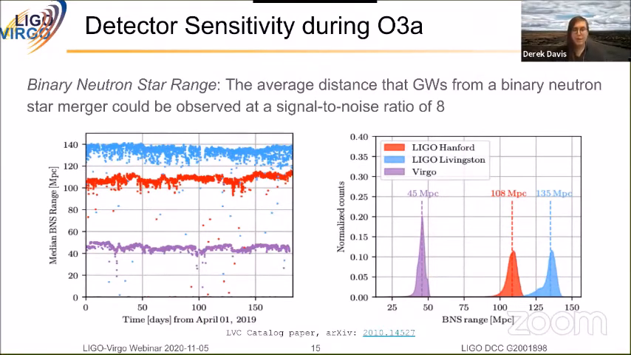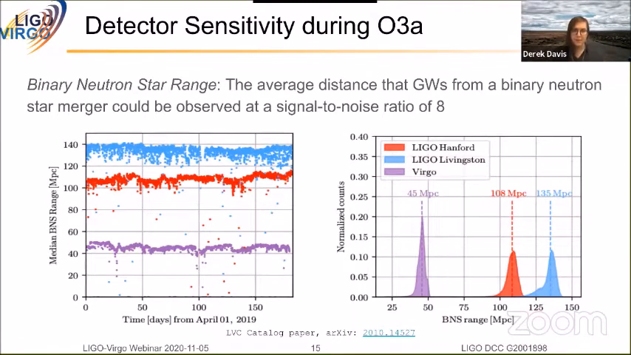Looking at how the detectors performed during O3A, on the right, we can see that the median range for each detector is 135 megaparsecs for LIGO Livingston, 108 megaparsecs for LIGO Hanford, and 45 megaparsecs for Virgo. On the left, we show this range throughout the entirety of O3A, and for the most part, the detectors were fairly stable. There are variations on the order of around 10 megaparsecs, both long-term and short-term. The long-term variations are generally dominated by slight changes to the instrumentation over the course of the run, while short-term changes are more about the environment, such as storm activity or day-night cycles.